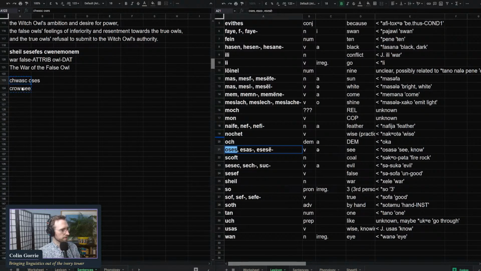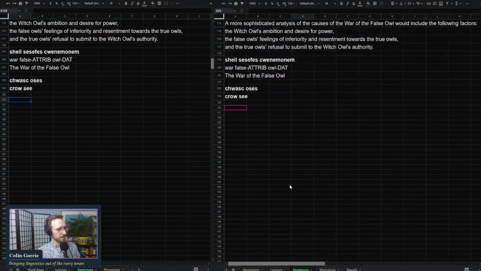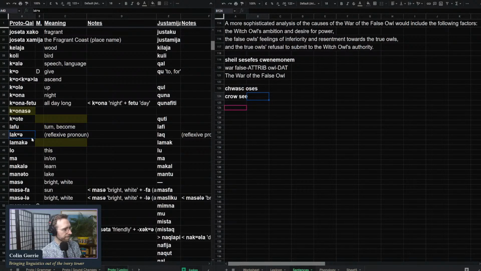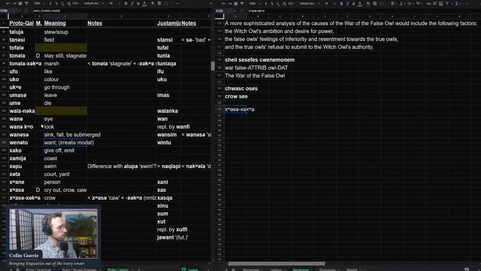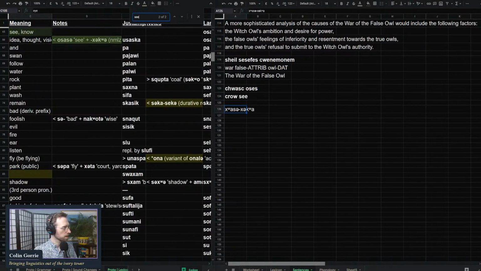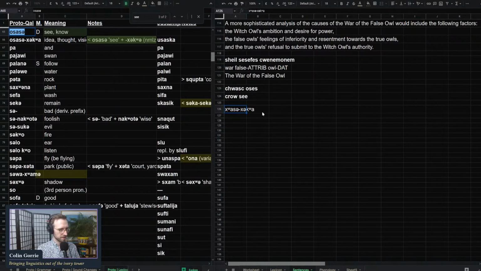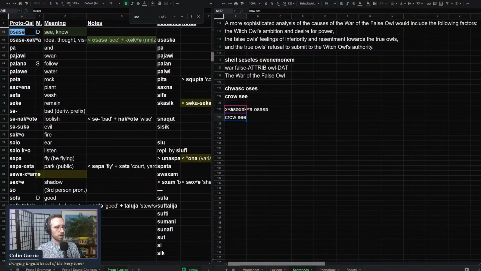If we put this back to protocol, we have huasahqua, crow, the cawing one. Hello, other Colin. And we have to see, osasa. Huasahqua osasa, so, crow, see. Huasahqua osasa comes to huasc osus. Okay. What happens if the crow sees itself?